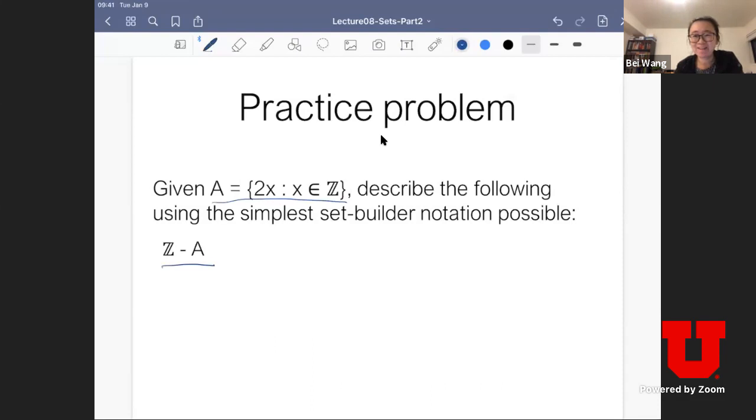So what does that mean? It's a set of odd integers. Okay. So A is equal to 2x, x in Z. Okay. Z minus A, as I said, is a set of odd integers. So that is equal to 2x plus 1. This is my way of describing odd integers.